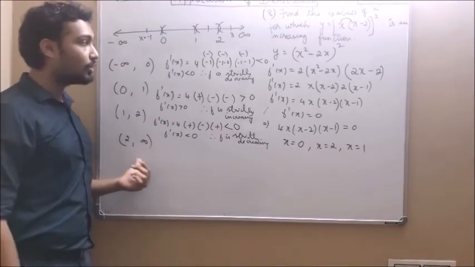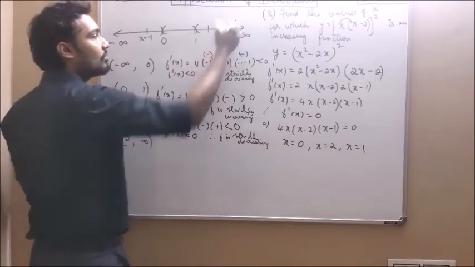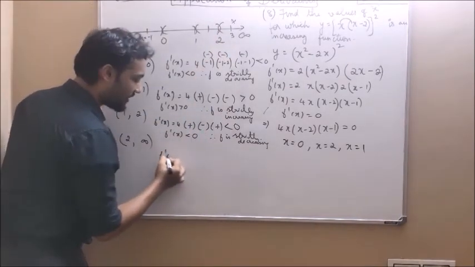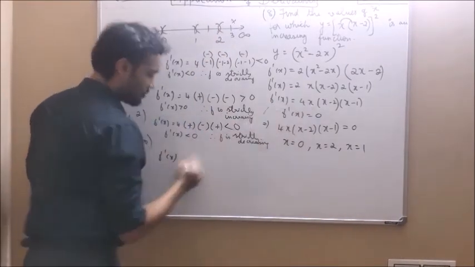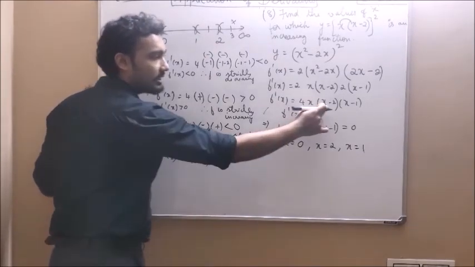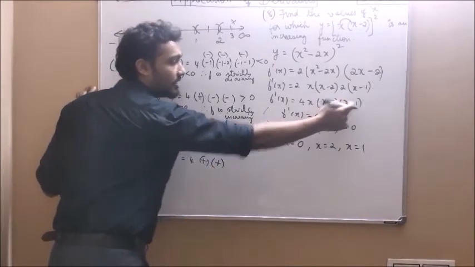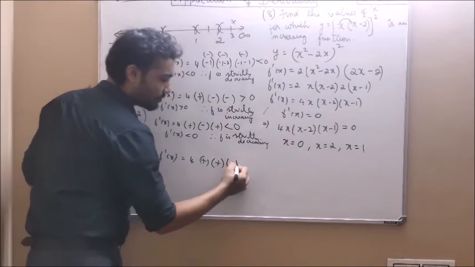Now take this interval 2 to infinity. I can take any point in this interval. I will take x equal to 3. So substitute in f dash of x. It is nothing but 4 into x. So 4 into 3, 3 is positive, so positive. Next, 3 minus 2 is 1, plus 1, it is positive. Next, 3 minus 1 is 2, so it is also positive.